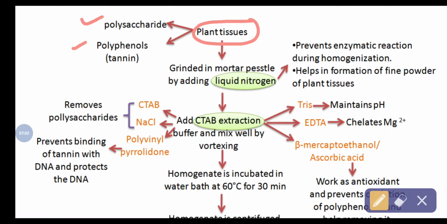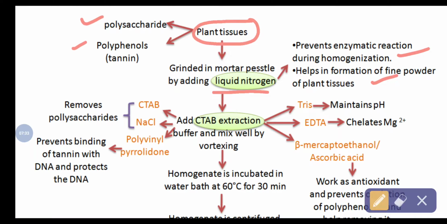And when we grind them, we'll add a certain amount of liquid nitrogen to it. Now, why are we adding this liquid nitrogen? Because it plays two important functions. The first one is it prevents the enzymatic reaction during the homogenization, and the second one is it helps in the formation of fine powder of plant tissues.